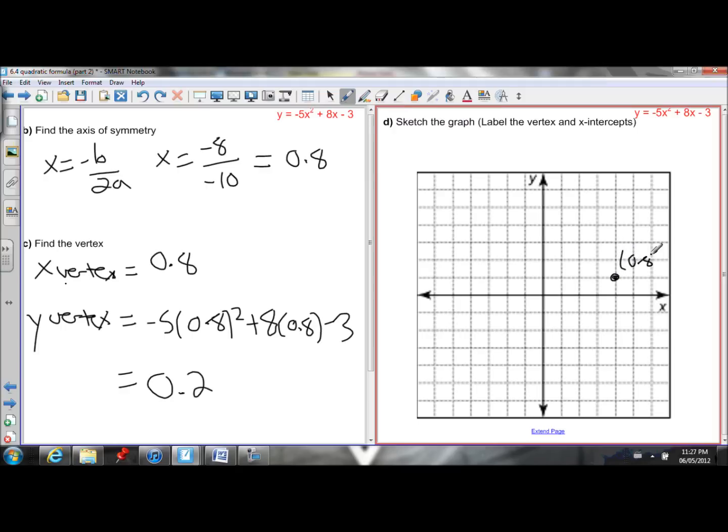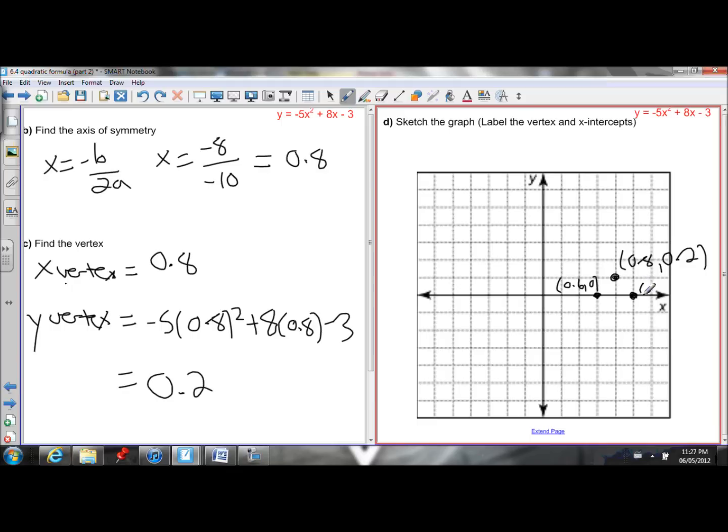At 0.8, 0.2. Make sure you label it, even though that label doesn't work very well. It's not very clear, but you know what it is. Okay, my x-intercepts are at 0.6, so 0.2, 0.4, 0.6. So it's at 0.6. And also at 1.